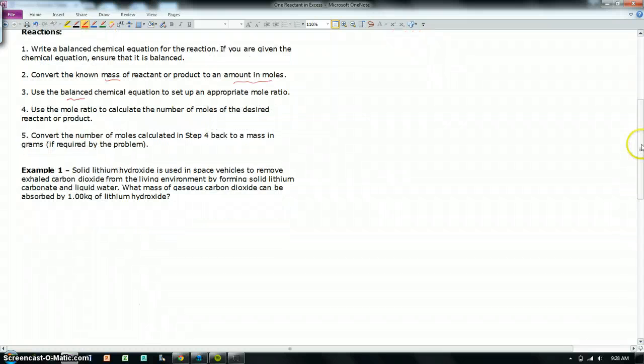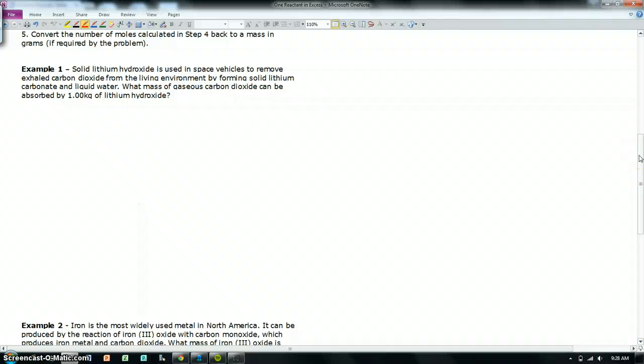So let's look at this reaction below. Okay? So solid lithium hydroxide is used in space vehicles to remove exhaled carbon dioxide from the living environment by forming solid lithium carbonate and liquid water. So we have some clues about what the reaction is going to be. We have solid lithium hydroxide removing carbon dioxide. So these must be our reactants.